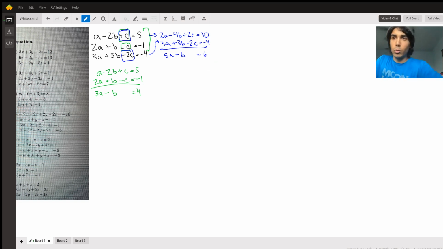So now we've got a couple equations. We've got one right here, we've got one right here, and that makes it a lot easier because now we've got 2 equations with the same 2 variables.